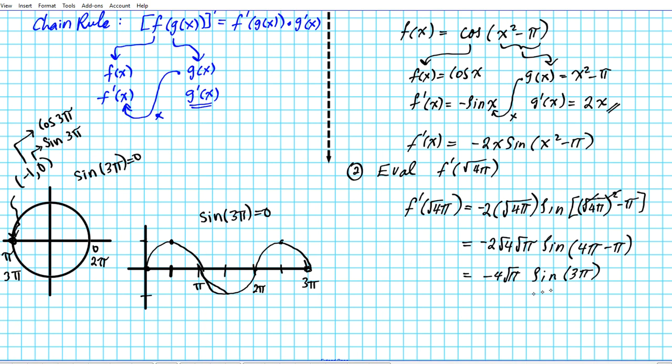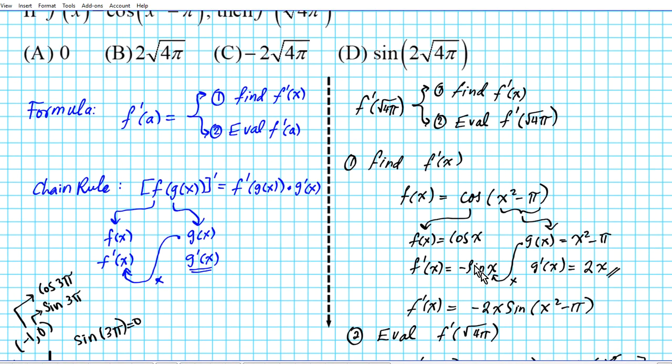Okay, so we're going to substitute the value of 0 here, and we're going to end up with negative 4 pi times 0, which is equal to 0. So our final answer for this question is option letter A.